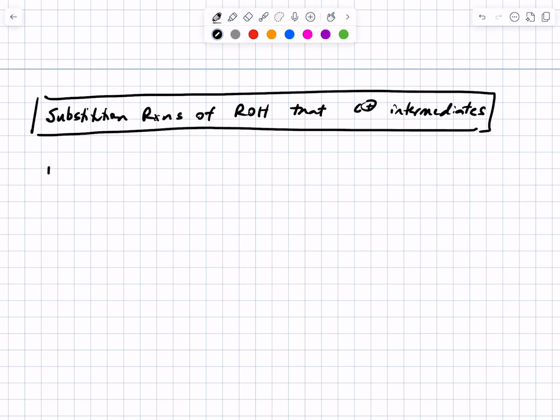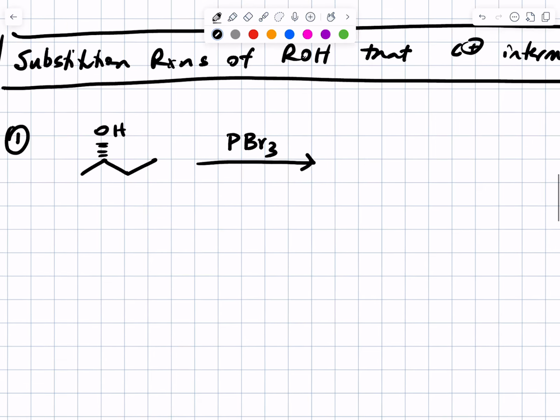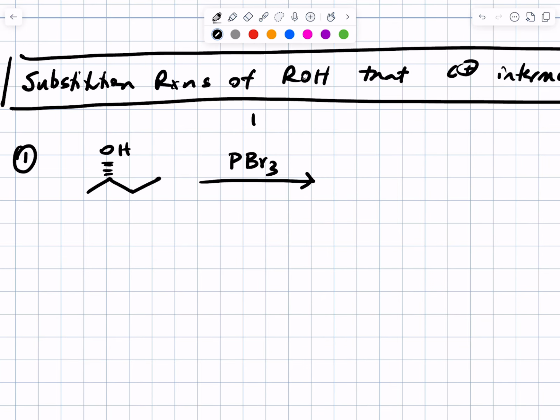Okay, the first reaction is going to be to convert an alcohol to an alkyl halide using a reagent called PBr3. That's a phosphorus bonded 3 times to bromine. If you want to see the Lewis structure, there it is.